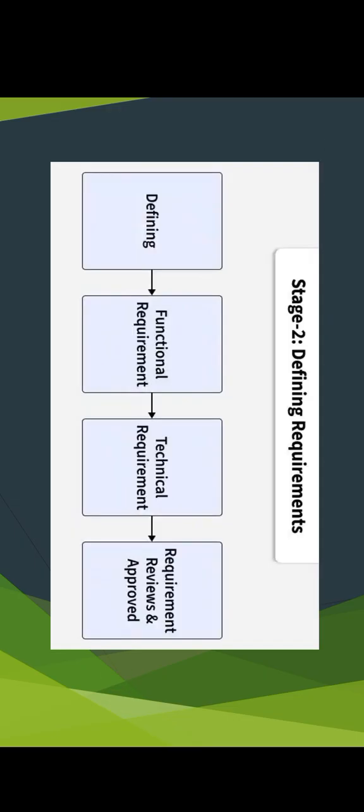These are the stage 2 diagrams. Defining goes to functional requirement, technical requirement, requirement reviews and finally approval. Stage 3 is system design. In this stage, the approved requirements are transformed into a technical blueprint for implementation. There are two designs in system design: high level design and low level design.